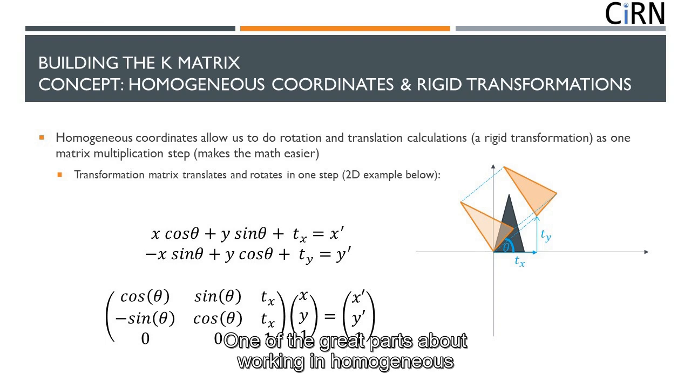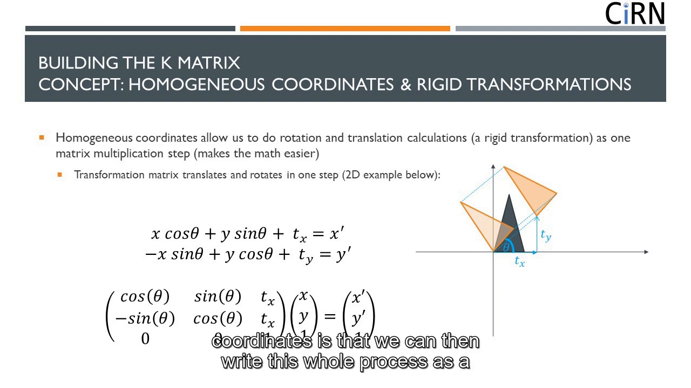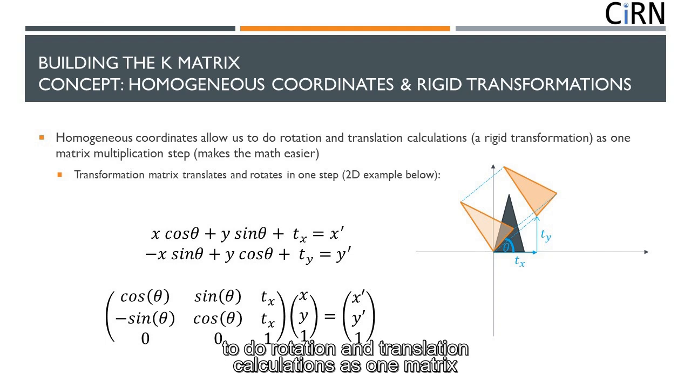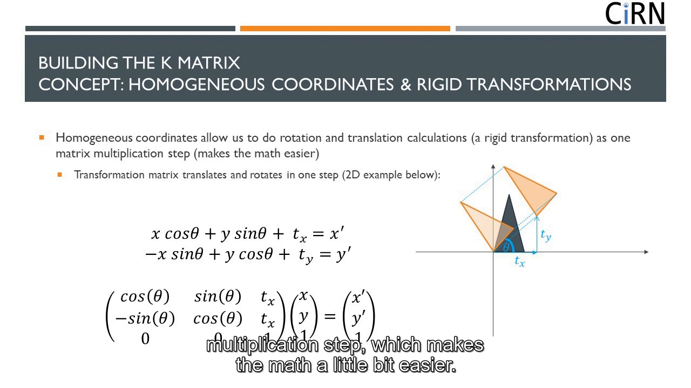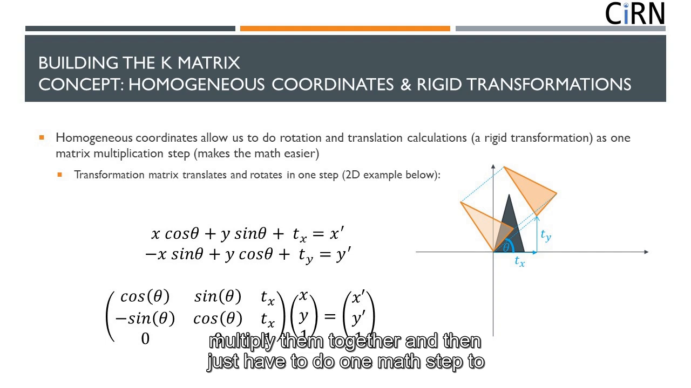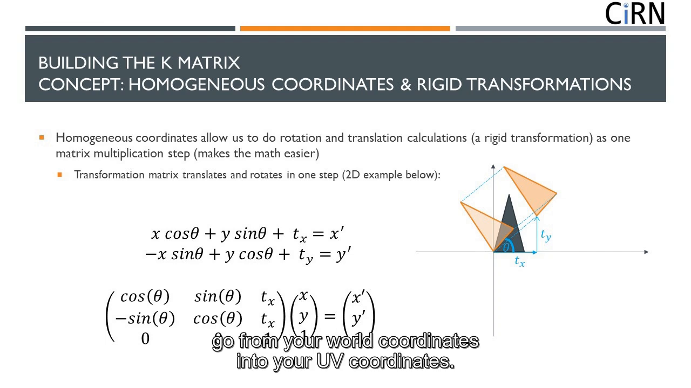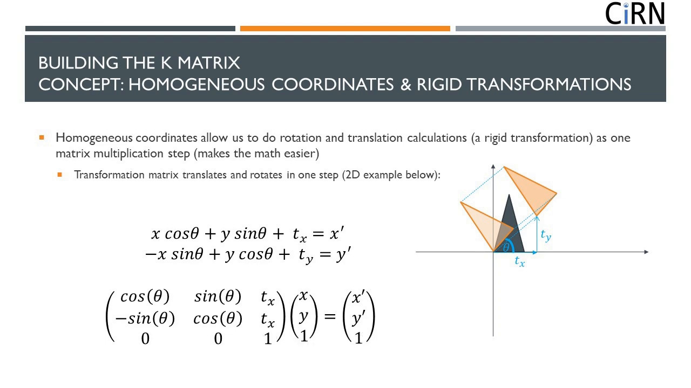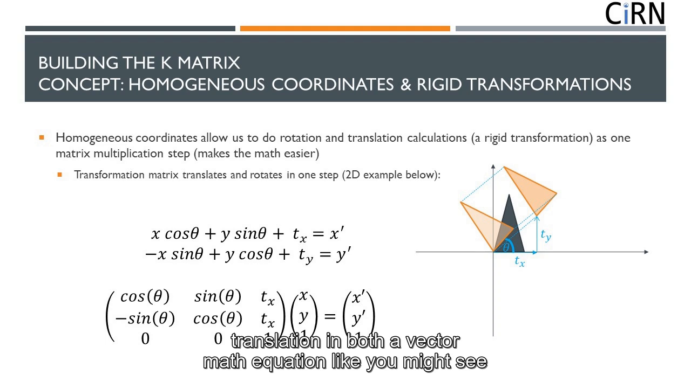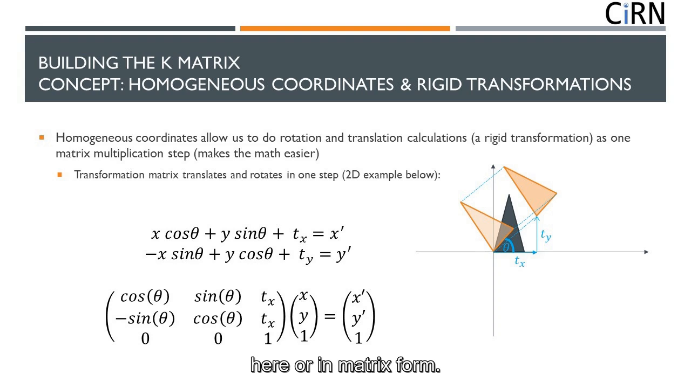One of the great parts about working in homogeneous coordinates is that we can then write this whole process as a series of matrix multiplications, which allows us to do rotation and translation calculations as one matrix multiplication step, which makes the math a little bit easier. So you can build out all these pieces of these matrices, multiply them together, and then just have to do one math step to go from your world coordinates into your UV coordinates. And this is an example of how we can write a rotation and translation in both a vector math equation, like you might see here, or in matrix form.